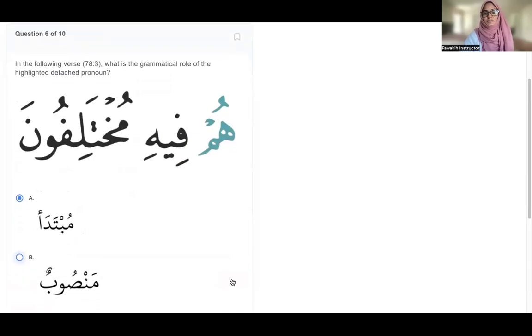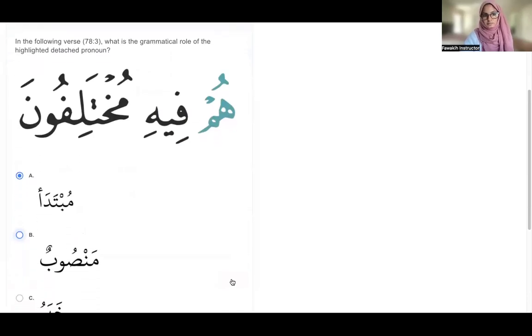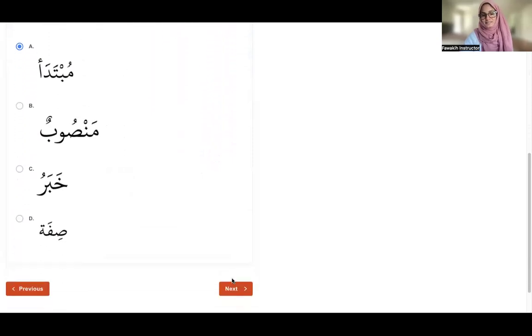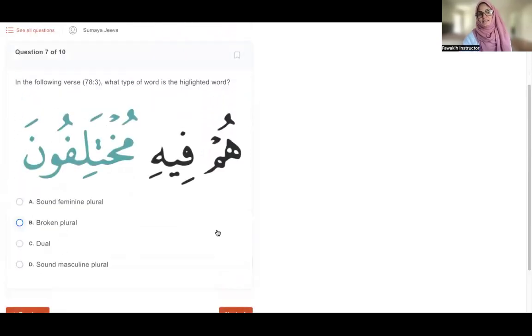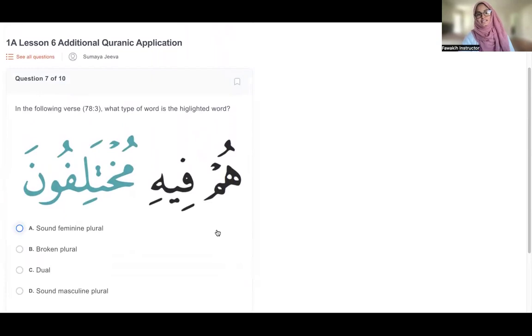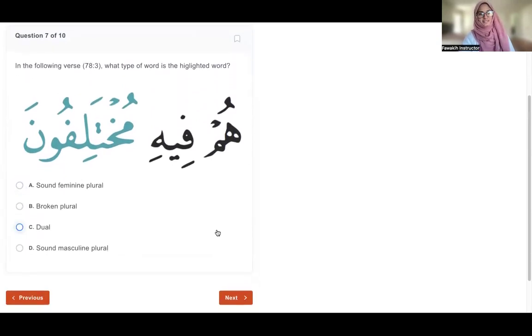Who knows what's the khabar here? مختلفون, yes. That's like هم مختلفون فيه. Okay. What kind of word is مختلفون? D.